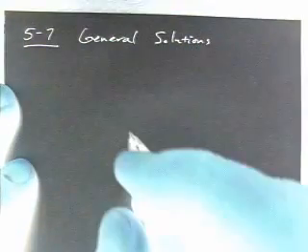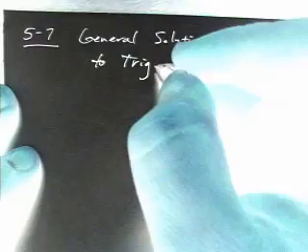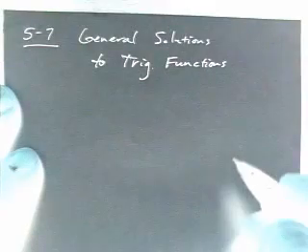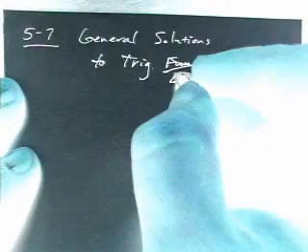Okay, so 5-7 is about solving, giving general solutions to trig equations. It should say trig equations. Let's say trig equations.